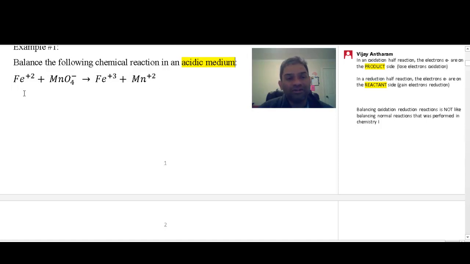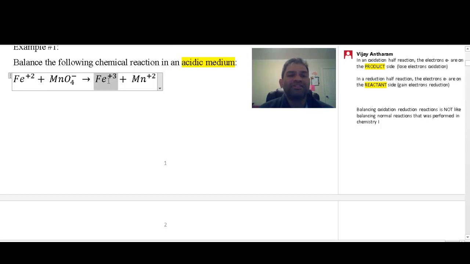In order to do this, we have to go back to our oxidation number rules. There are 6 rules that you have to recognize in order to determine the oxidation state. So for here we have iron plus 2. The oxidation state of iron is just the charge of the iron, and in this case that's plus 2.